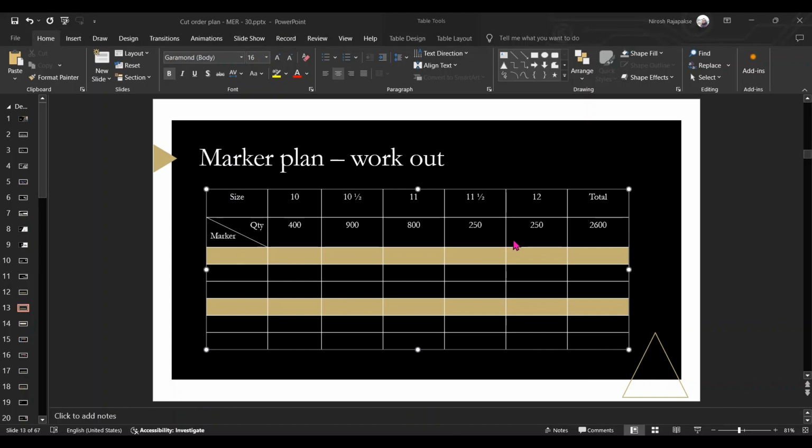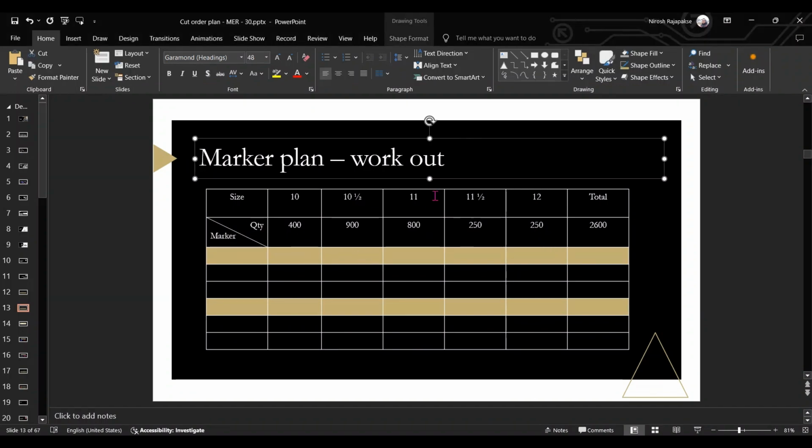So we will consider how to create an optimum marker plan. This is the workout. We have to work it out to prepare a good marker plan. The rest of the things will depend on the optimum marker plan. So when we are doing this, you should keep in your mind, you have to maximize your table length.